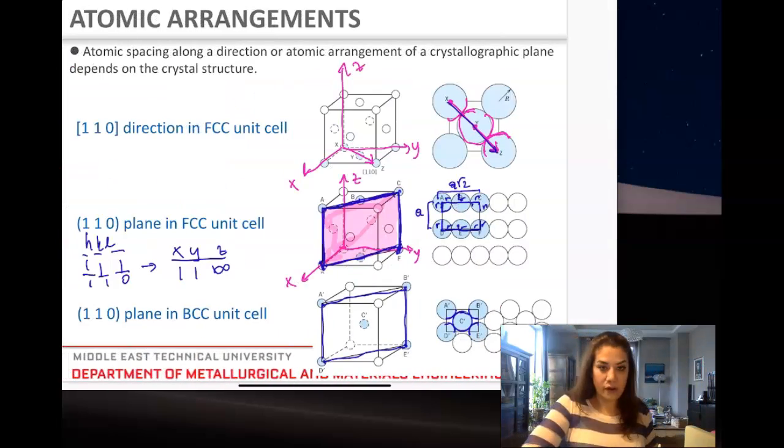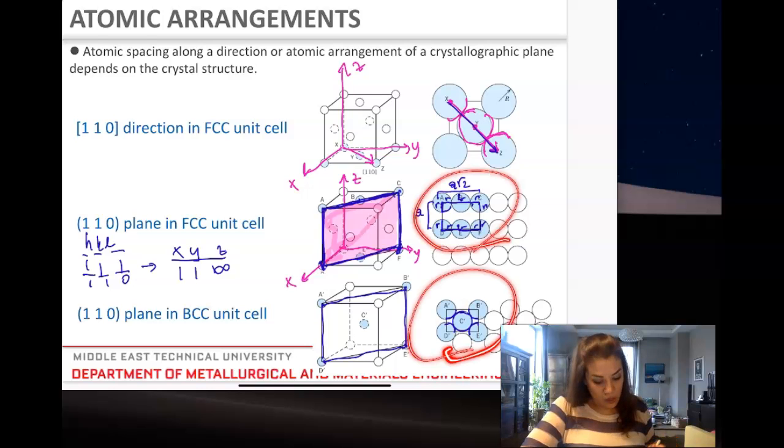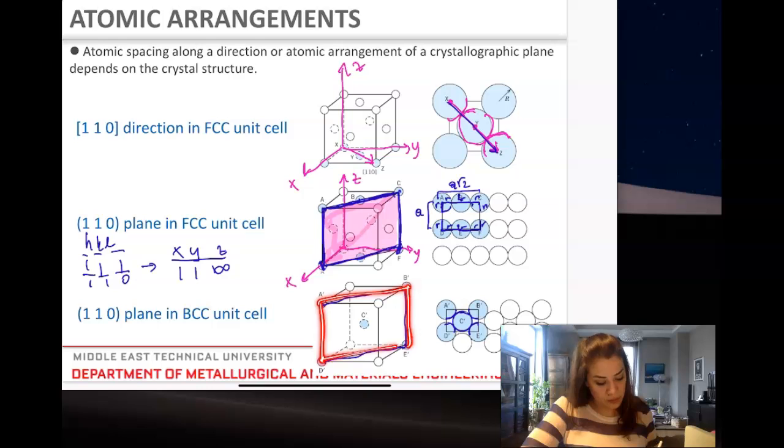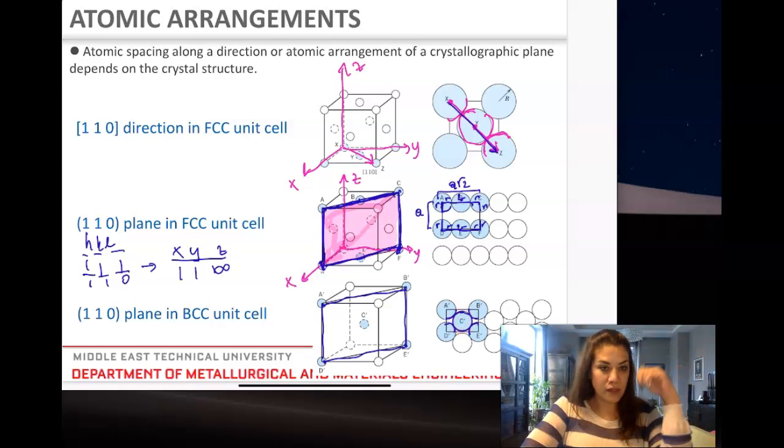I think, yeah, here. This is where we discussed how my 110 planes look in FCC and BCC structures. Of course, in the corners, they're not touching because right in the center is the body-centered atom. It is occupying the center of that 110 plane, and I have corner atoms, obviously not touching each other, but the central atom there.